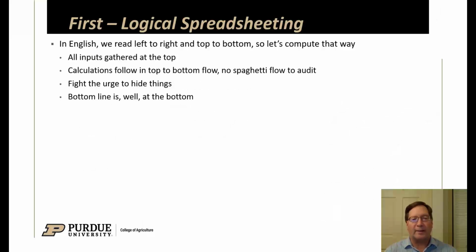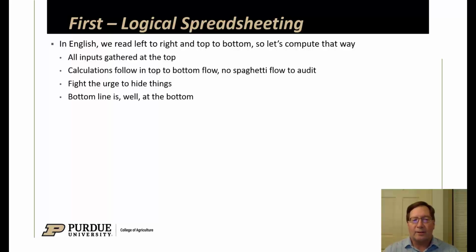First, a little bit about logical spreadsheeting. I'm giving this in English, and probably all of you watching can listen in English. In English, we read left to right and top to bottom. So my argument is, why don't we compute that way? Let's gather all the inputs at the top, make it very clear. Let calculations flow from top to bottom so that our spreadsheets will be kind of boring, because there won't be spaghetti flow to audit. It will be straightforward from the top to the bottom.